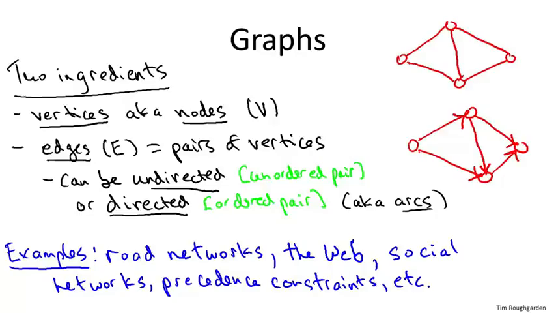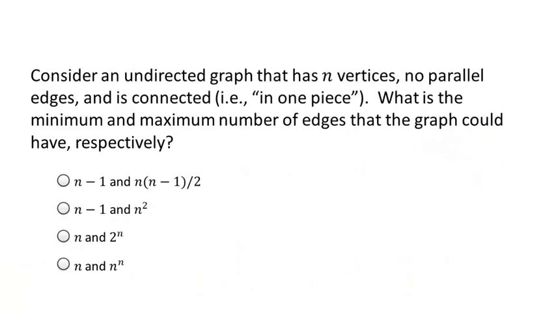So the next quiz asks you to think about how the number of edges m can depend on the number of vertices n. In particular, I want you to think for this quiz about an undirected graph. It has n vertices. There's no parallel edges. For a given pair of vertices, there's either 0 or 1 edge between them. Moreover, let's assume that the graph is connected. So I don't want you to think about graphs that have 0 edges.